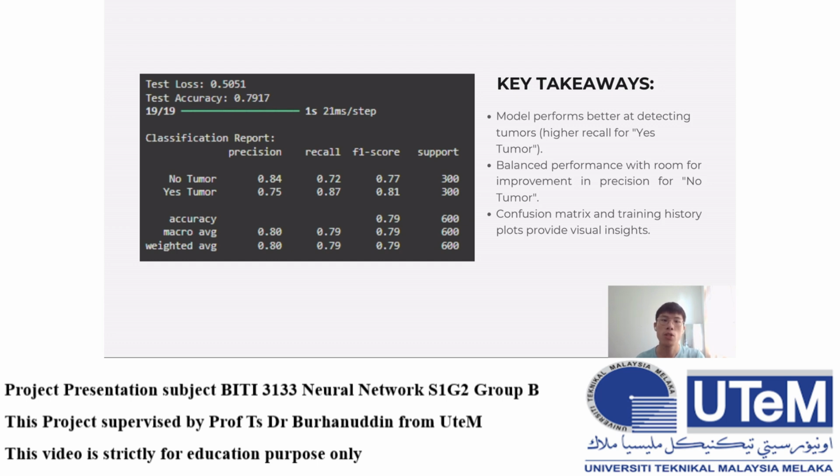Third, visual tools like the confusion matrix and training history plots provided invaluable insights. For example, they help us identify mild overfitting, where the model slightly favors training data over unseen validation data. Fortunately, it wasn't severe, and techniques like dropout, data augmentation, and early stopping help mitigate it. Overall, the takeaways confirm that our CNN approach is promising for brain tumor detection.